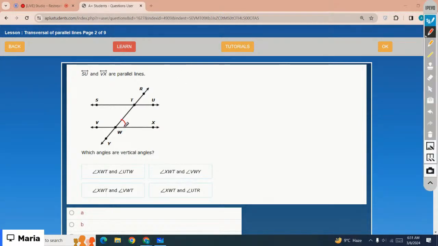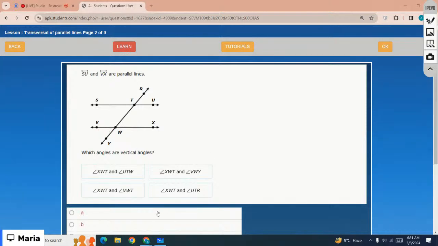This is XWT, right? And this is VWY. So this and this, they are the vertical angles. Option number B is the correct option, right? The correct option is option number B.